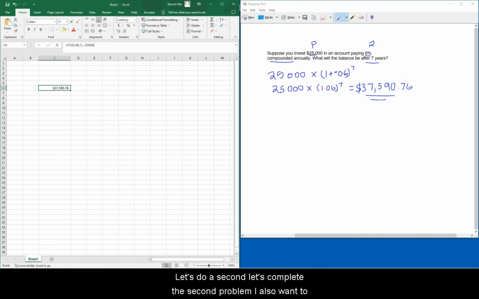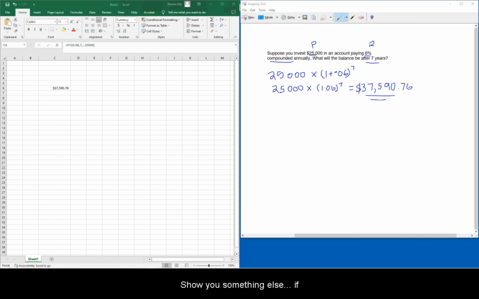Now, let's complete a second problem. I also want to show you something else. What's important is the number of periods that the interest is being paid. So you notice it says 6% annually. But if we said instead of compounding annually, this would be paid quarterly, it would mean there are 4 quarters per year.